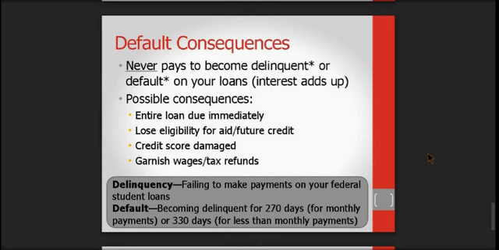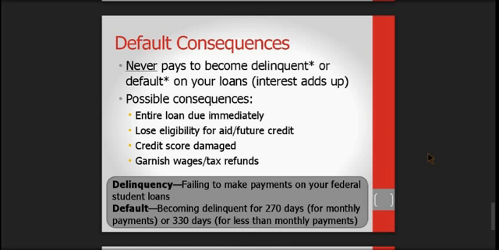They can just take your money from your job, take your wages to pay off the loan. They could just take your tax refund money. So you'd essentially be working for free because they'll just take your money and put it towards your loans. Your credit score will decrease. They can have your entire student loan due immediately at one time. You can also lose eligibility for future credit and also for additional aid. So never default and fail to make your payments.